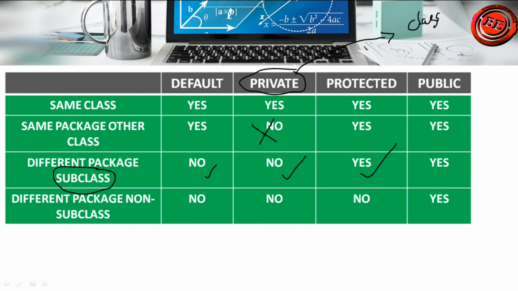Coming to different package and non-subclass, here we are not inheriting any class. So default cannot be accessed here, so no, because default is only accessible within that particular package. Private is only accessible within that particular class, so here no. Protected is represented as no because inheritance has not occurred and no subclass is present. And public is yes.